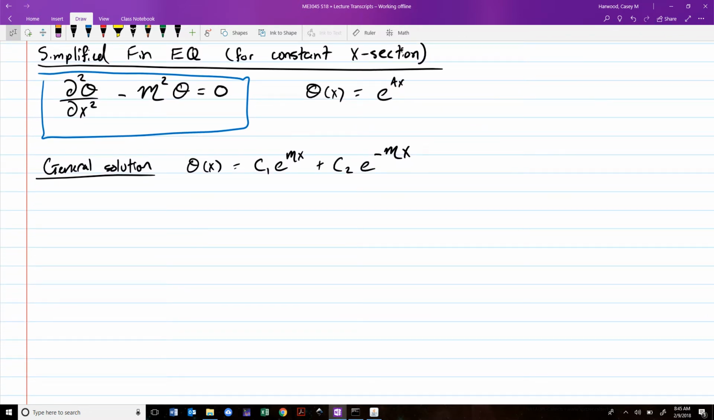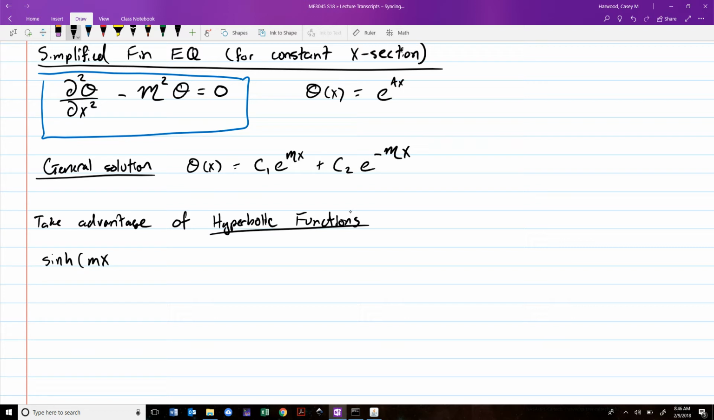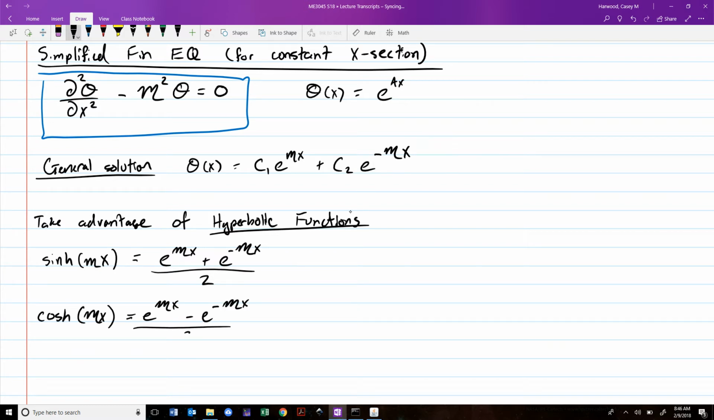One little trick we can play that makes our life easier before we apply that step is to take advantage of hyperbolic functions, which say, in other words, we've got this idea that hyperbolic sine of mx is equal to e to the mx plus e to the negative mx over 2, and hyperbolic cosine of mx is equal to e to the mx minus e to the negative mx over 2.